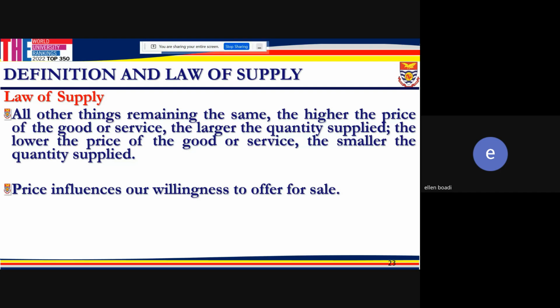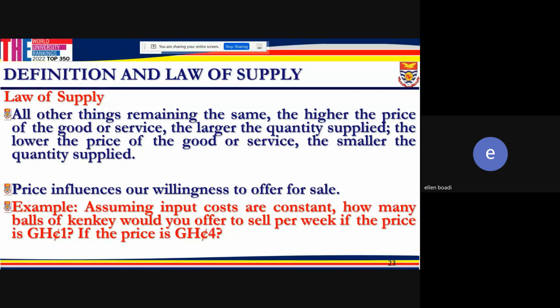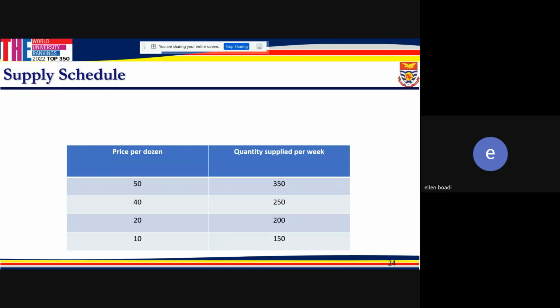Here too, in the case of supply, we are interested in price. The price at which the producer is willing to offer the goods for sale, is able to offer the goods for sale. So willingness and ability are also key here. So the price is important.